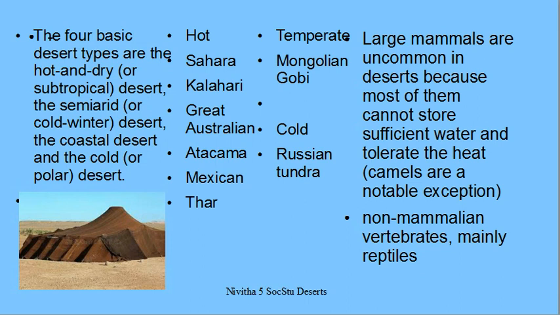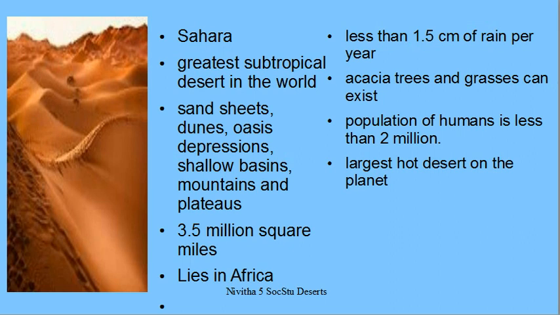What you see here is a sand dune and sand hills. Sand dunes and sand hills are very popular in Sahara. Sahara Desert is basically the largest subtropical desert or a tropical desert. Because it lies in tropics, it's a tropical desert. Sand sheets, sand dunes, oases, depressions, shallow basins, mountains, plateaus. All these types of landforms are available in Sahara Desert.